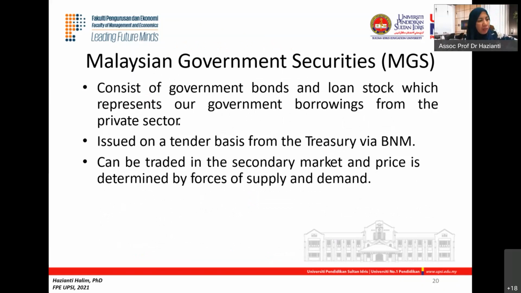Alright, MGS, Malaysian Government Securities. This is also interest bearing, consisting of government bonds and loan stock which represents our government borrowings from the private sector. Issued on a tender basis from the Treasury via BNM. It can also be traded in the secondary market. These MGS, Malaysian Government Securities, are used to finance government development.